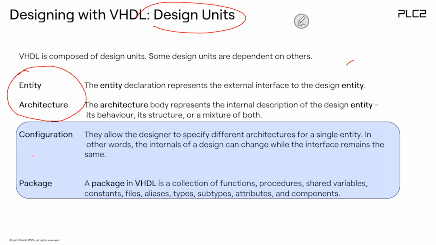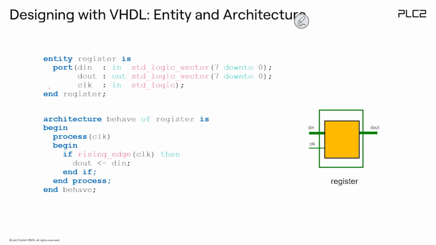So the entity describes a box. It describes a component called ABC, whatever the name is, and describes the name of the inputs and the name of the outputs. Nothing else, just the view from the outside world. The architecture describes what is internal. So entity and architecture always belong together. Entity is how it looks from the outside view, and architecture is what's inside. Always belong together.